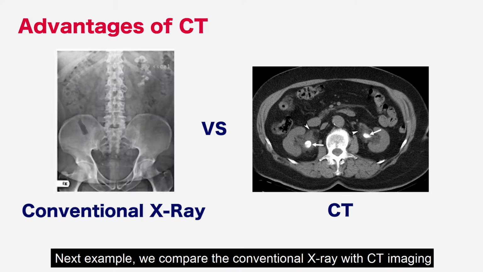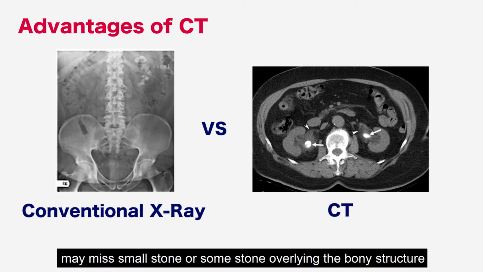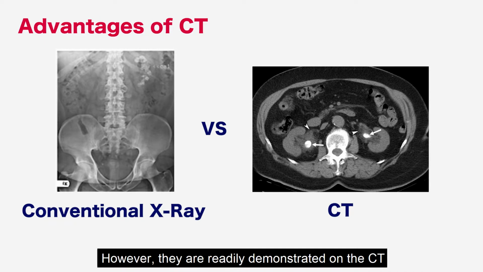In the next example, we compare conventional X-ray with CT imaging. We observe that a regular X-ray radiograph may miss small stones or stones overlying bony structures. However, they are readily demonstrated on CT, which shows every single slice of the organs.